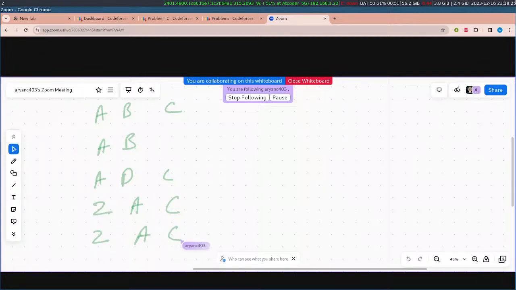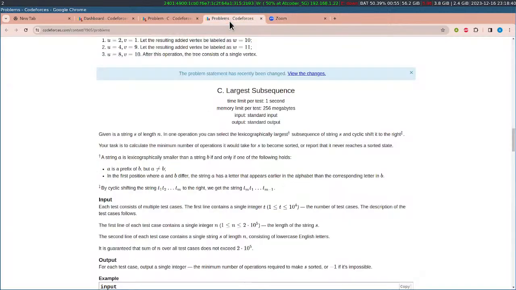So I have written some strings here. If we compare A and B, what we are told is that AB would be smaller than ABC. It goes by the definition: A is a prefix of B but A is not equal to B. Here AB is a prefix of ABC, but they are not equal.